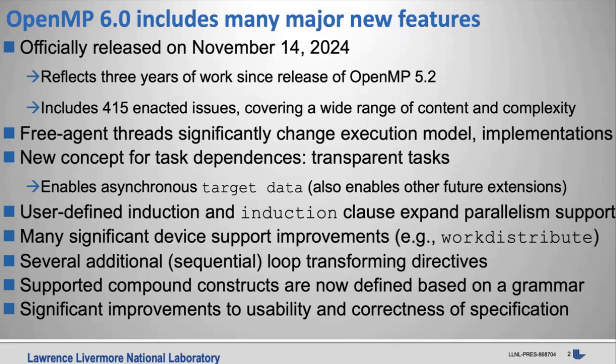We've updated the memory model, for example, to allow better control over when operations that occur on one device are visible on another device. One of the biggest extensions we've added is the work distribute construct, which is actually only available in Fortran, and it allows much more intuitive parallelization of array syntax in Fortran that is executed on a device in a target region.